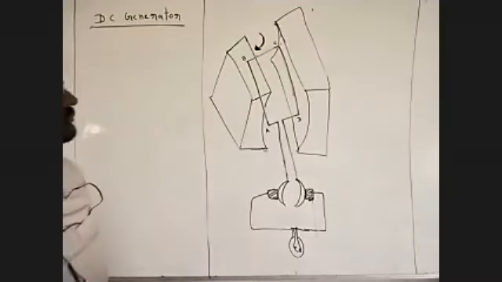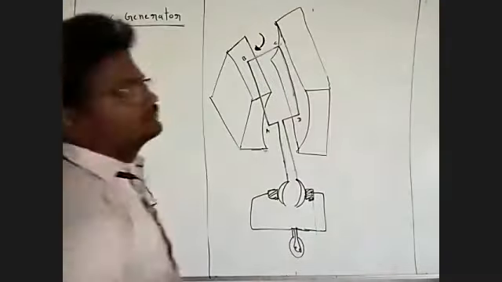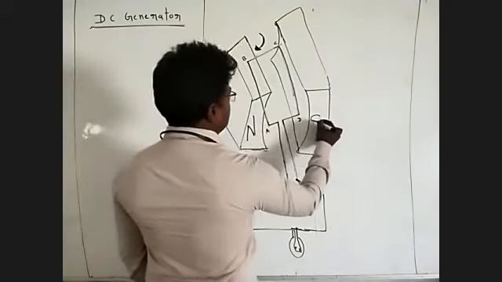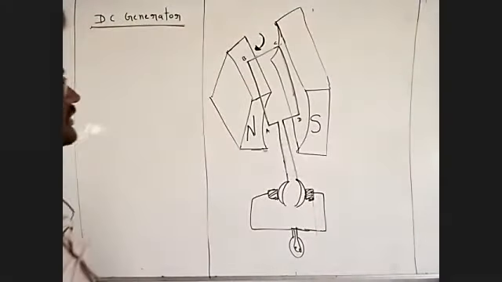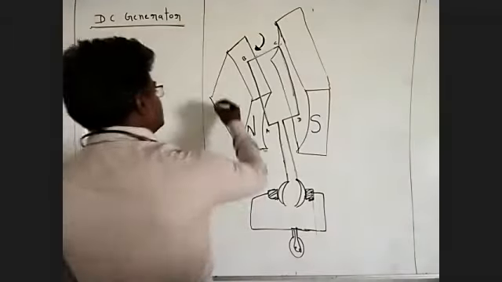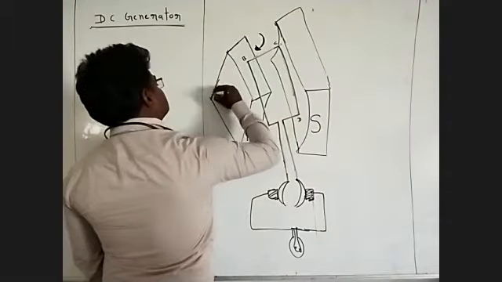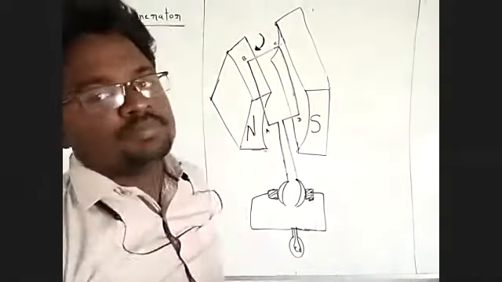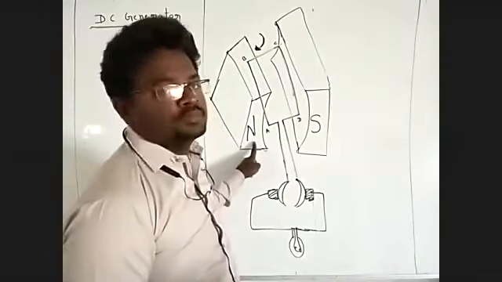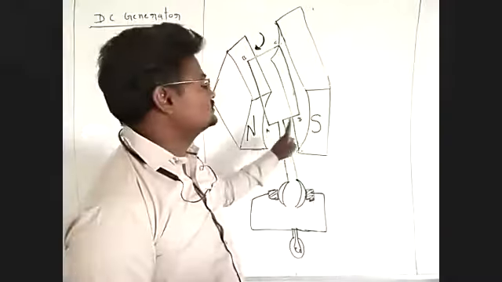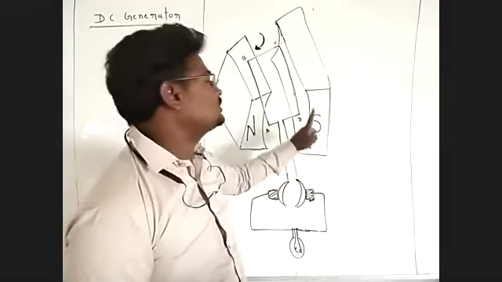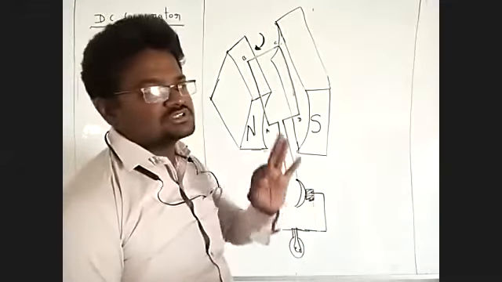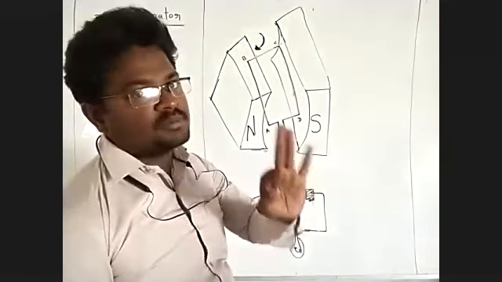This is a construction of DC motor. This is a north pole, that is a south pole. You see the magnetic, this is a concave shape. This is the north pole of the concave magnet. This is the south pole of the concave magnet. It gives a very strong uniform magnetic field.